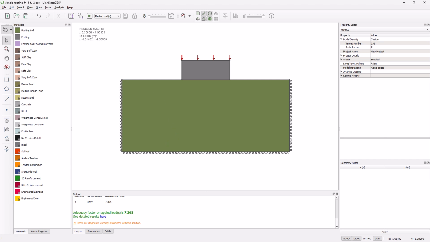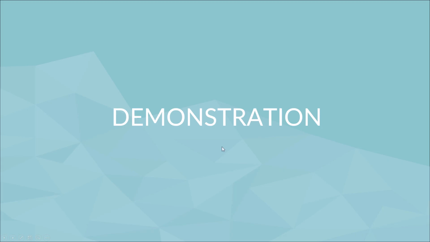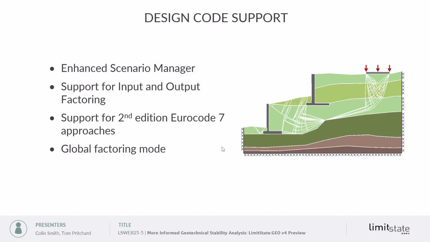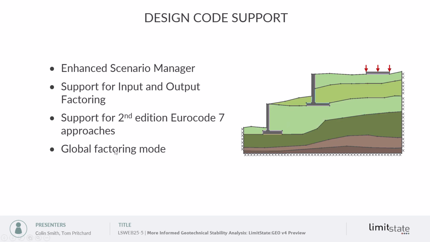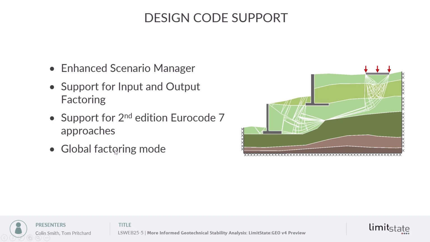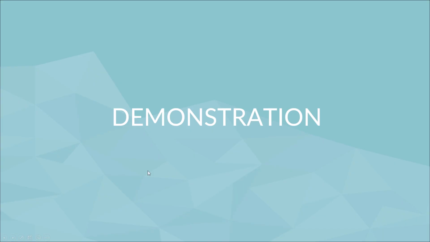We're going to just quickly flip back to the presentation, and again, I have already done the demonstration. We'll wrap up now by looking at support for design code. So obviously, many of you will be aware that we've now got the second edition of Eurocode has just been recently published. And we're going to look at a few enhancements that address that, but also extend the overall support for partial factoring and so on. So we'll do a demonstration. We'll bring the software back up.